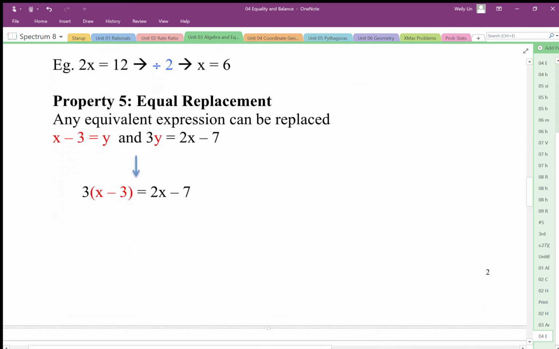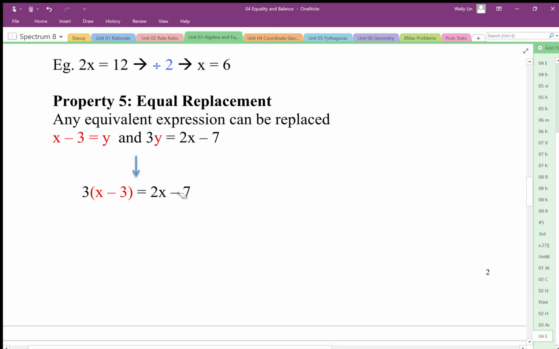Property 5 is equal replacement. If I say that x minus 3 is equal to y, these two things are equivalent to each other. That means that if I have a y in this expression, this y can be replaced by an equivalent x minus 3. And my original equation, 3y equals 2x minus 7, is going to be the same as 3 times x minus 3 equals 2x minus 7.